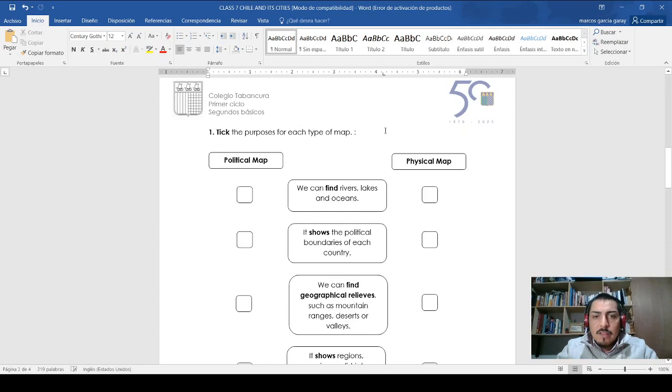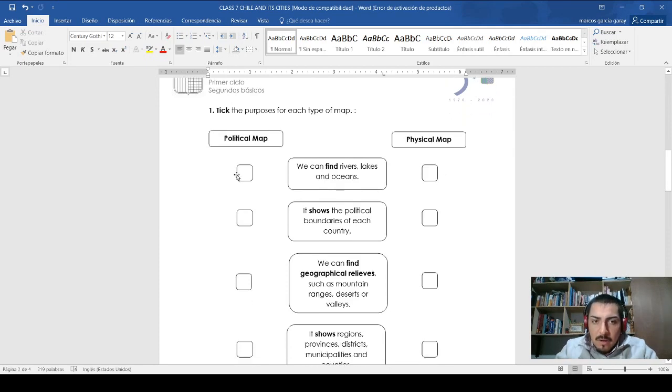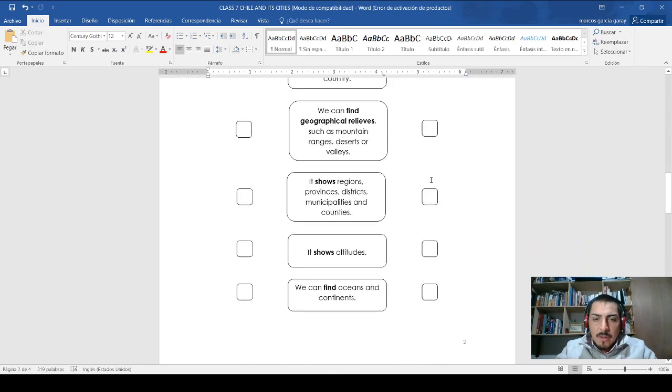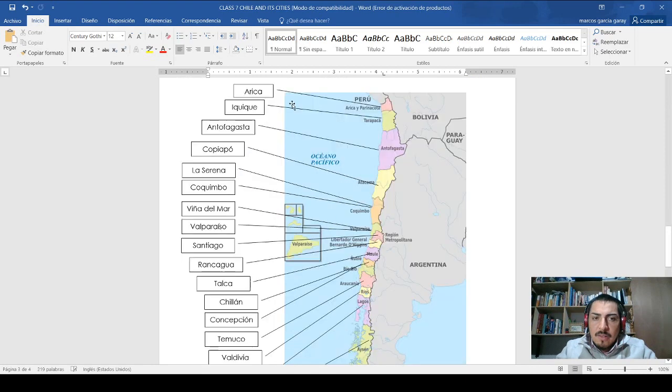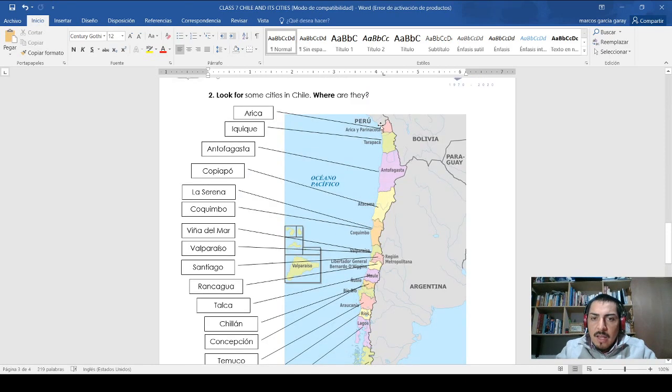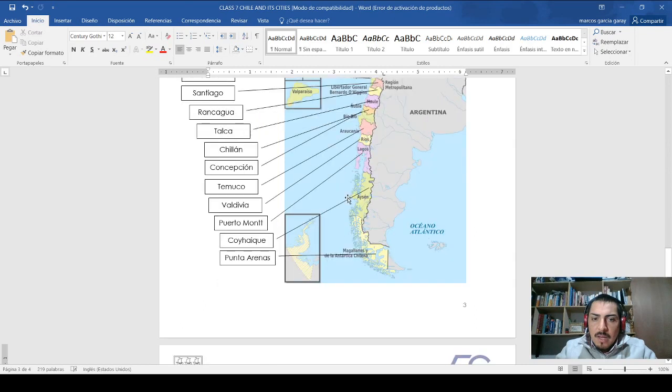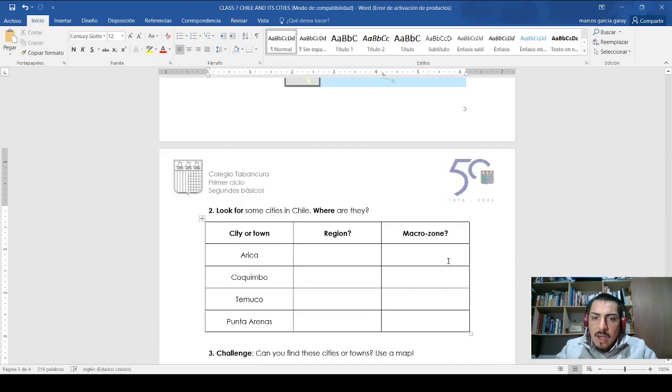Okay, let's go. In this square here, you are going to tick the characteristics or features of each map. Sometimes it can be both. So for example, political map and physical map. We can find rivers, lakes, and oceans. In both of them? Only in one of them? You know it. Good. And then number two, you look for the cities here. I show you some cities here in the region. And then you answer here in this square.